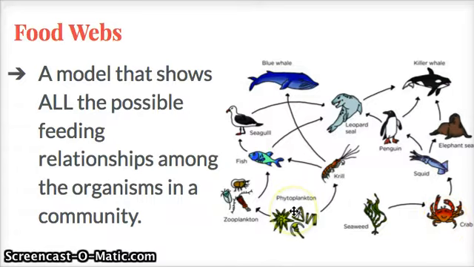So the phytoplankton is also eaten by multiple organisms. It's eaten by the zooplankton and the krill. So the krill eats the phytoplankton, zooplankton eats the phytoplankton. So you can kind of see how this food web works. So go ahead and answer the questions about this food web, and then you can move on to the next one.